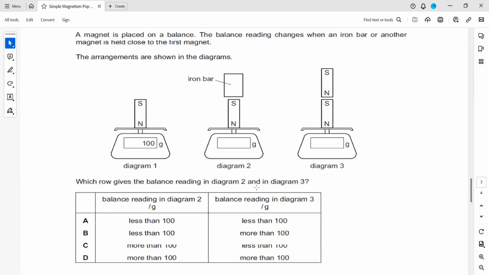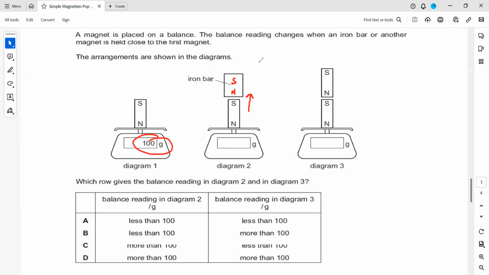In question 4, for example, a magnet is placed on the balance and the reading on the balance is 100 grams. If you are holding a piece of iron, like an iron bar, what will happen? The opposite pole will be induced. So this will be a north pole and this is a south pole. Which direction will the magnet move? The magnet is attracted towards it. So as a result, the downward force will be less. So the reading on the balance will not be equal to 100. It will be any value but less than 100.